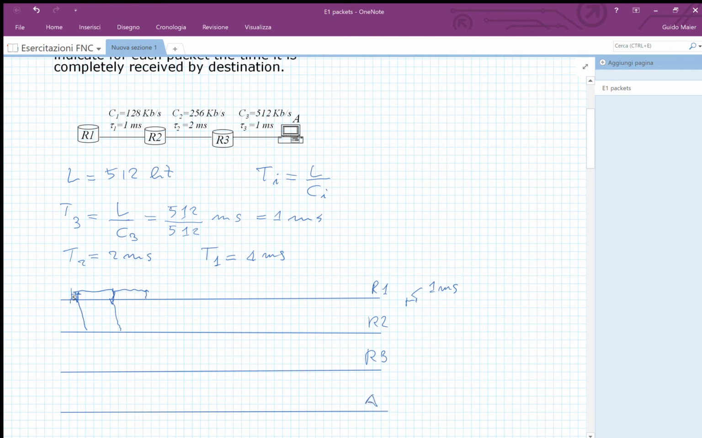What happens when the packet arrives in R2? Once it has been all received, so the last bit of the first packet has arrived in R2, R2 will start transmitting it once again towards R3. Okay? But this time the transmission time takes only 2 milliseconds instead of 4. So the first packet is retransmitted starting from this instant, and its transmission time is shorter.